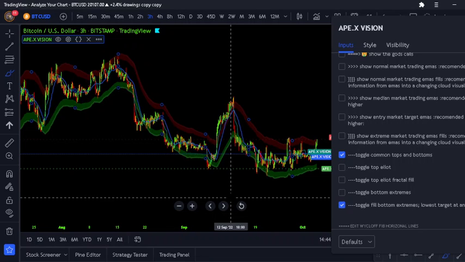Once the price action does flip, it will stay relevant with the outlining bottoms that you see here. And this will stay far more accurate than, well, if you're looking for market extremes, this will stay more accurate than the common bottom. Let's go back to the settings.